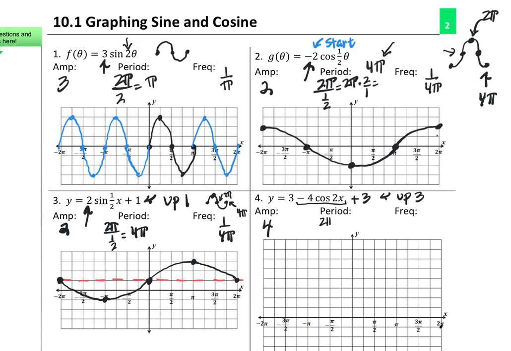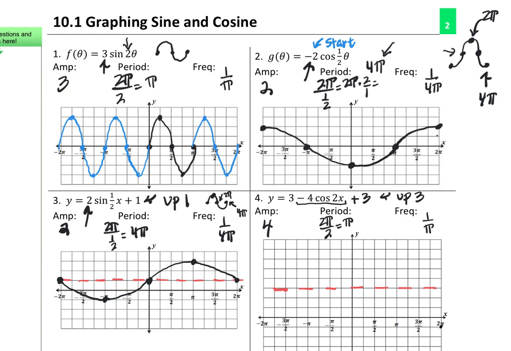Period is 2 pi divided by b. B here is 2. So that means our period is pi. And frequency would be 1 over pi. Alrighty, so now let's see. Draw our midline up 3. So I'm going to change color here. Up 3. 1, 2, 3. Okay, so here we go. Alrighty. So we have our midline.